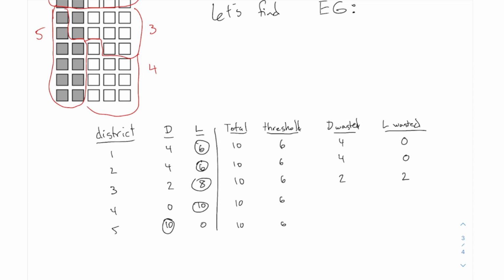In District 4, the D's wasted 0, right? They voted for the loser, but actually they had 0 votes anyway. So all votes for the loser count as wasted, but there were 0 of them. How many are wasted for the L's? They got 10 votes. The threshold was 6. That's 4 extra. Those were wasted. So the L's got 4 wasted votes. And then similarly, the bottom row should be D's waste 4 and the L's waste 0. Same scenario, but backwards. Yeah?